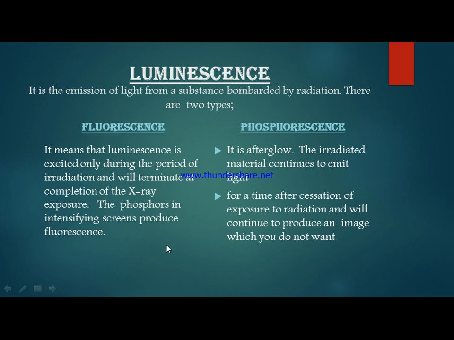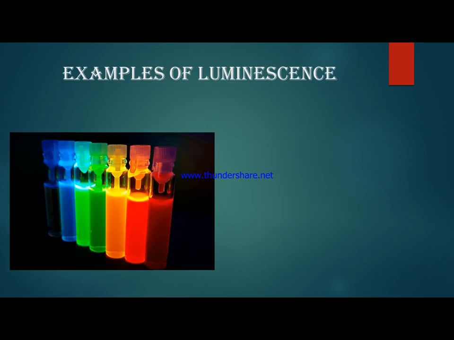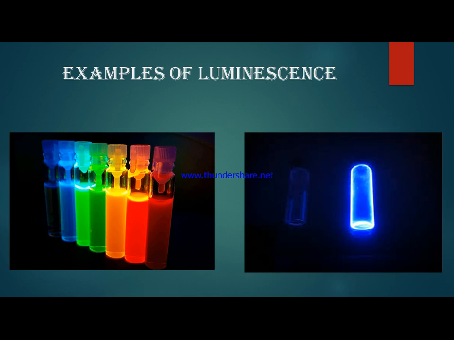And phosphorescence is afterglow. The irradiated material continues to emit light for a time after cessation of exposure to radiation, and will continue to produce an image which you do not want. These are the examples of fluorescence and phosphorescence. These are the examples of fluorescence, and these are phosphorescence, meaning afterglow.